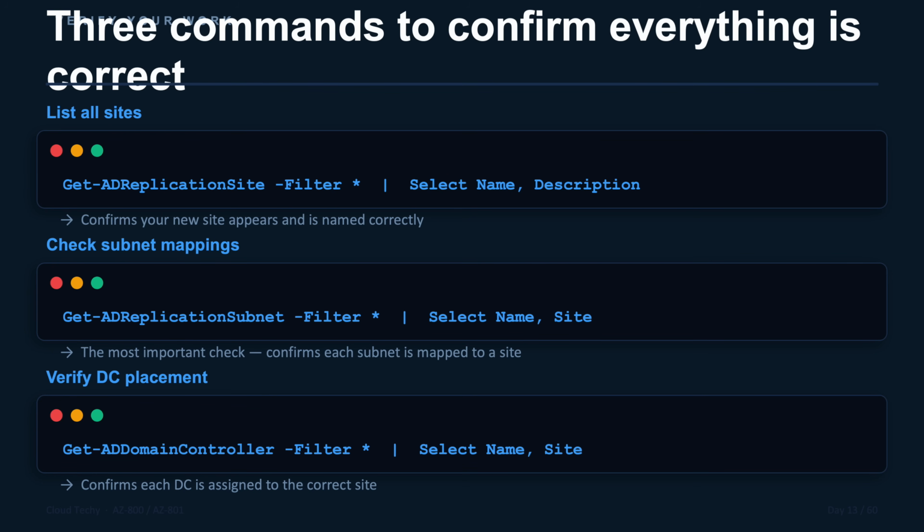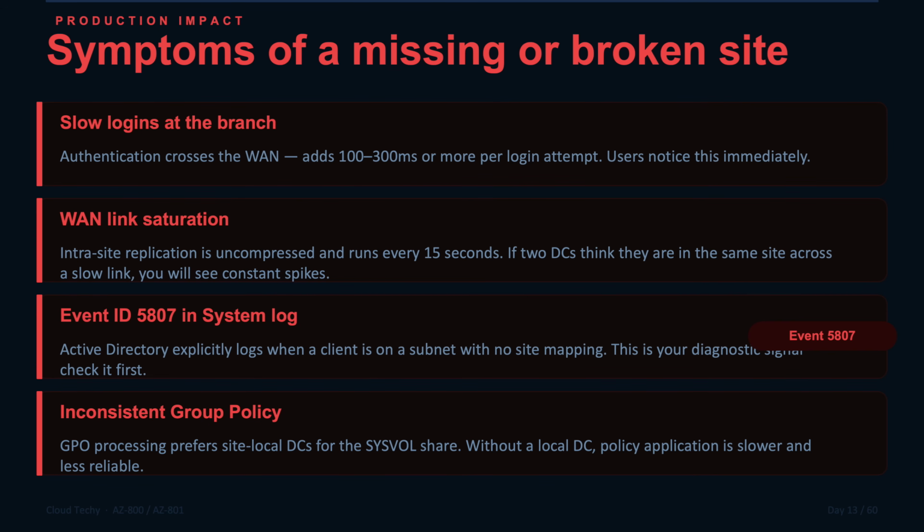After completing the 3 setup steps, run these 3 verification commands before you consider the work done. Run all 3 before telling anyone the branch authentication is ready. If all 3 show correct values, your site is operational.